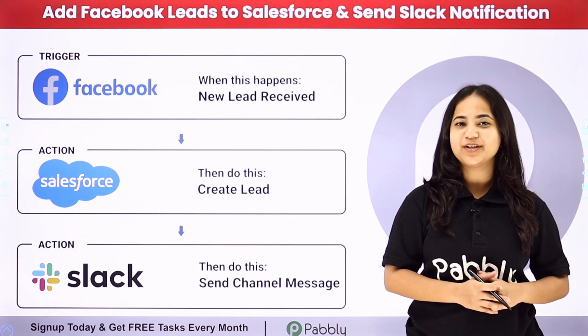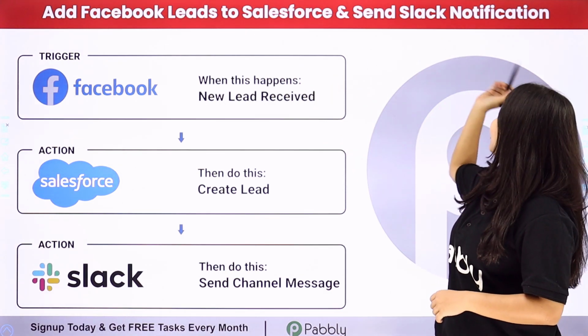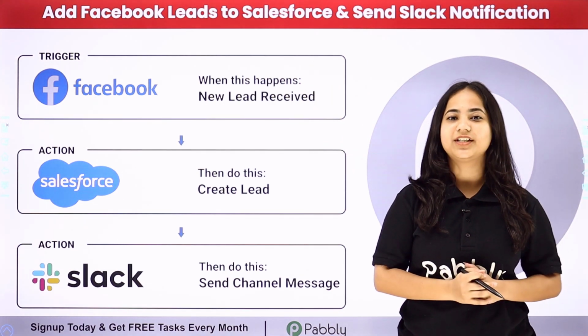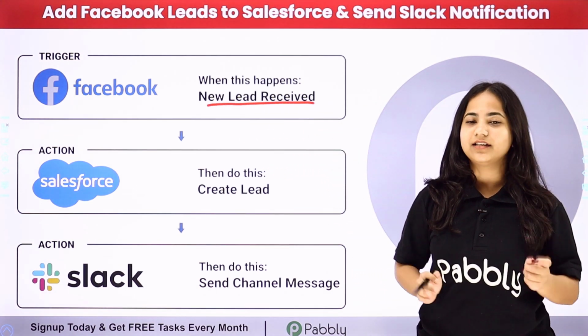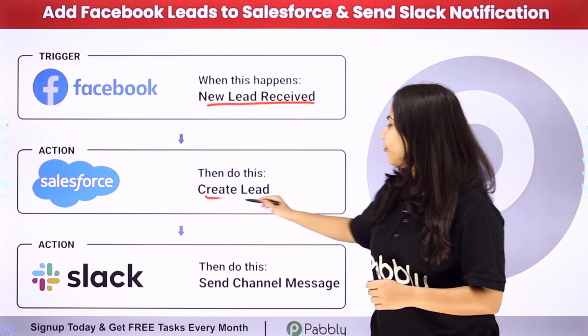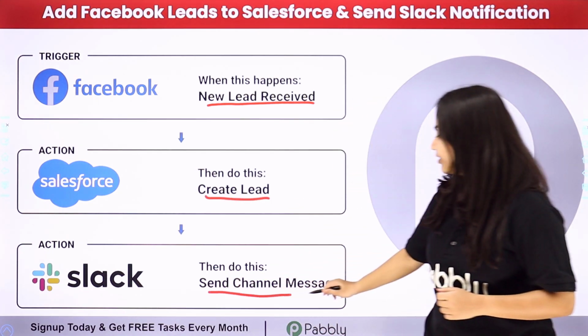Today in this video, we are going to see how to add Facebook leads to Salesforce and send Slack notification. So here my objective is that whenever a new lead is received through Facebook lead ads, then that lead would be added into the Salesforce automatically and a notification on Slack would be also sent.